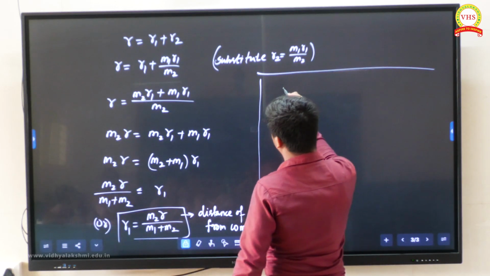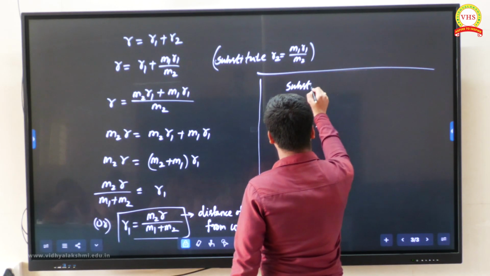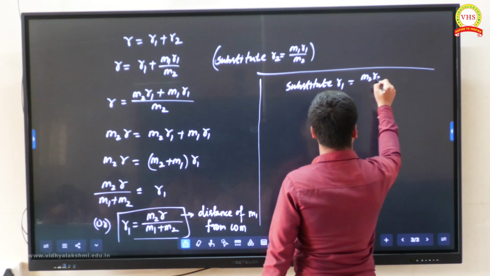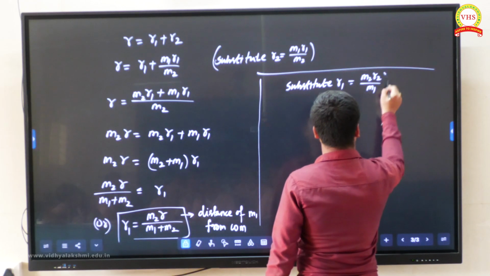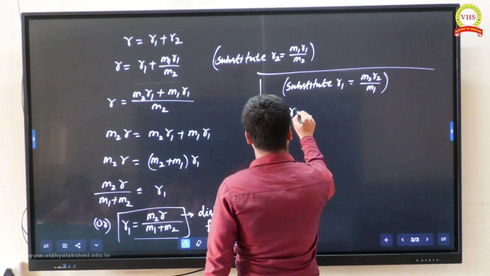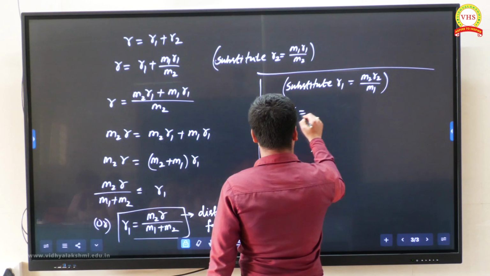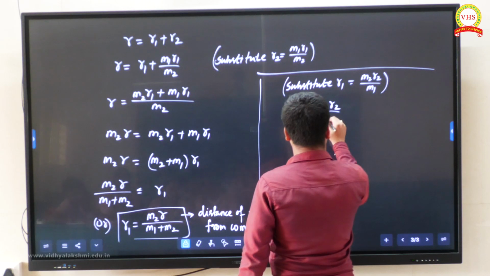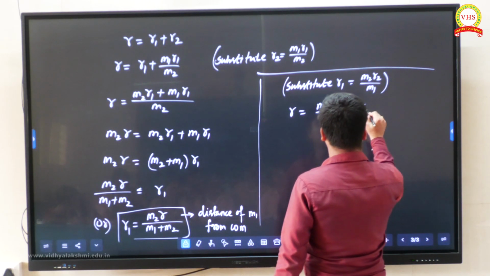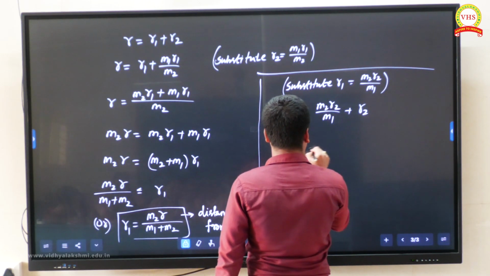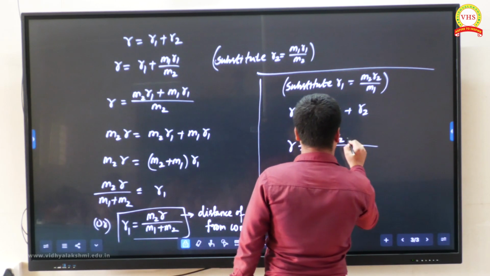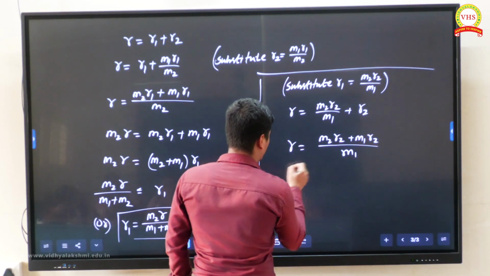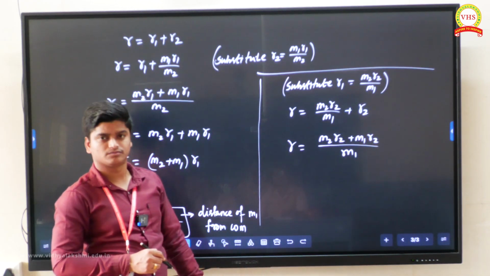Similar way, we will substitute R1 equal to M2 R2 by M1. If we substitute this one, then what will happen? Now see here: R equal to M2 R2 by M1 plus R2. Now cross multiplication: M2 R2 plus R2 divided by M1. Now multiply this M1 here.